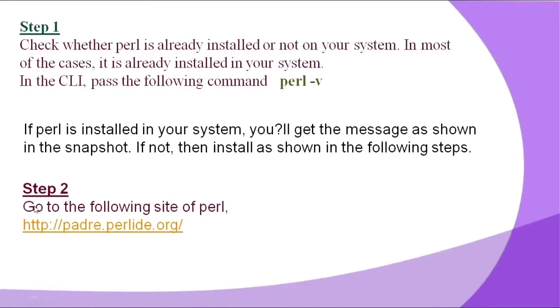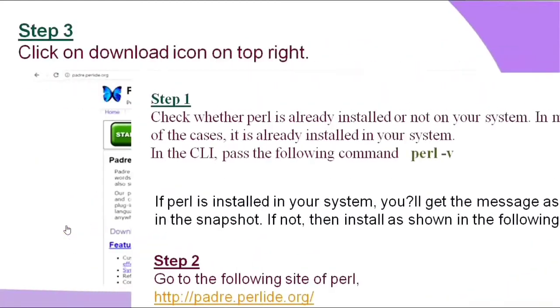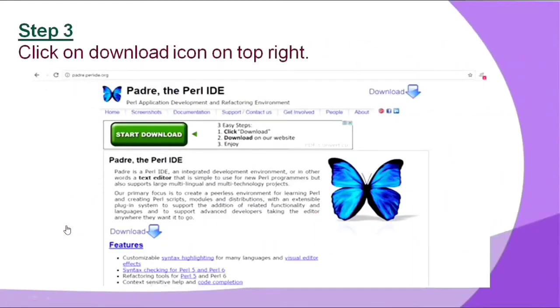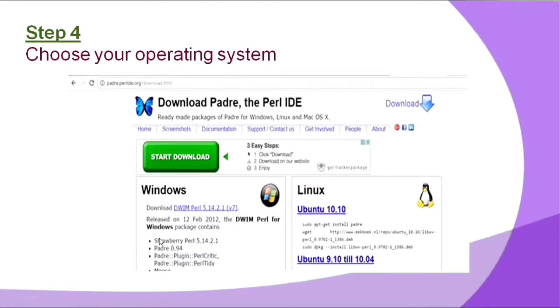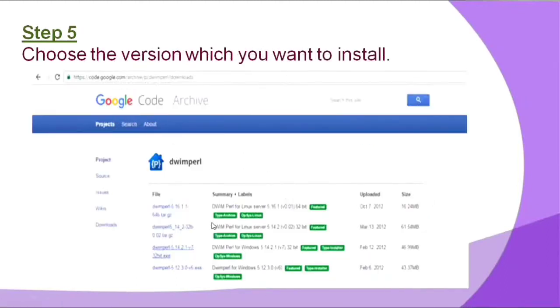In step 2, go to the following Perl site and click this link. After clicking this link, click on the download icon on the top right. This is the icon, if you look at the cursor. Click this icon. After that, in step 4, choose your operating system. My operating system is Windows, so I am clicking this Windows link. After that, choose the version which you want to install. The present version is 5, so I am choosing the 5th version.